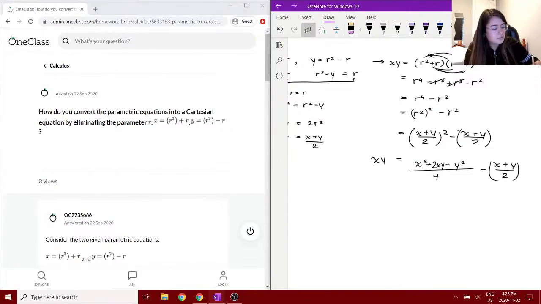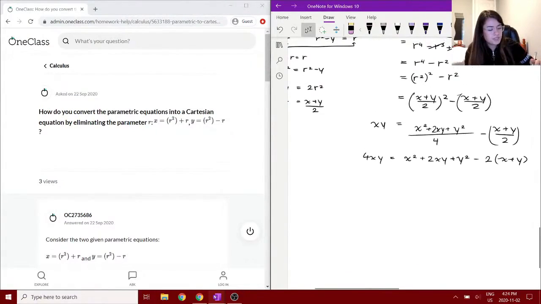Then, because we have 4 in one denominator and 2 in the other, we want to get rid of denominators completely, so we're just going to multiply the whole thing by 4. So we have 4xy is equal to x squared plus 2xy plus y squared minus, if we multiply this by 4, this becomes 2, so 2 times x plus y. Now, as you can see, we only have x and y left. So we have our final equation.